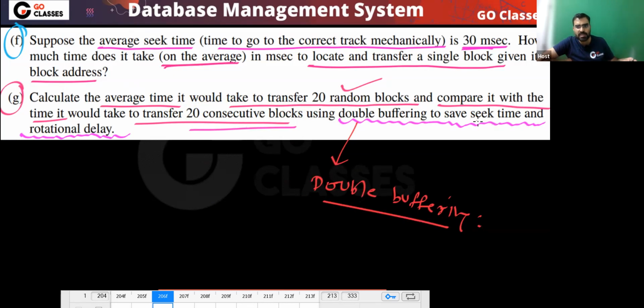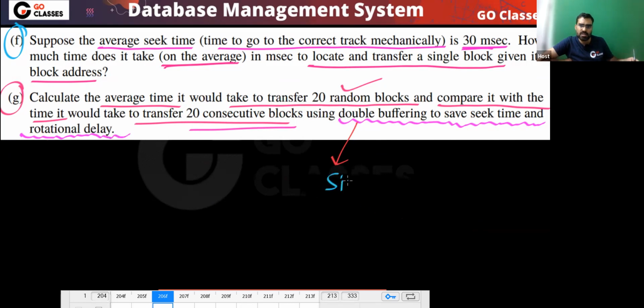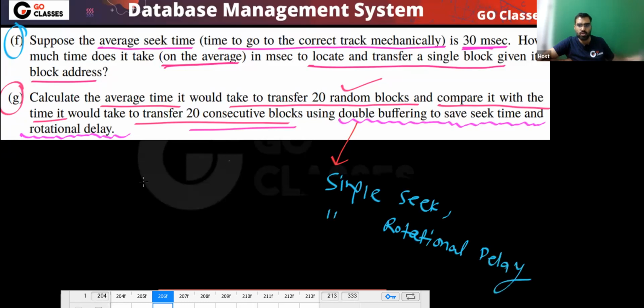Only one time you have the seek time and one time rotational delay. So you can save the seek time and you can save rotational delay. This information is also given in the question: single seek and single rotational delay. Is this clear? Let me know. You don't need to know what double buffering is, but in this technique, whenever you have consecutive blocks, you only need one seek time and one rotational delay. So anyway, this information is given.